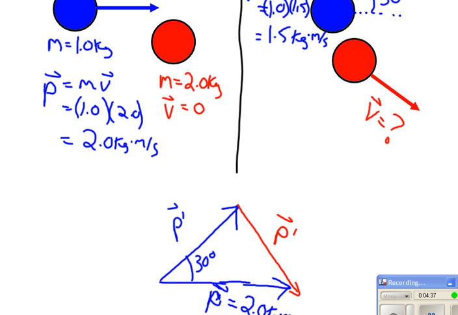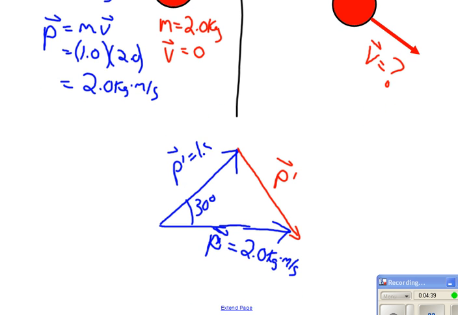Let's write that down here. This side of our triangle is 1.5 kilograms times meters per second. So as you can see, by going back, labeling this diagram the best I can, drawing it not to scale, but in such a way that I can now see that this really becomes a math trigonometry problem. I have two sides of a triangle, and I'm missing the third.